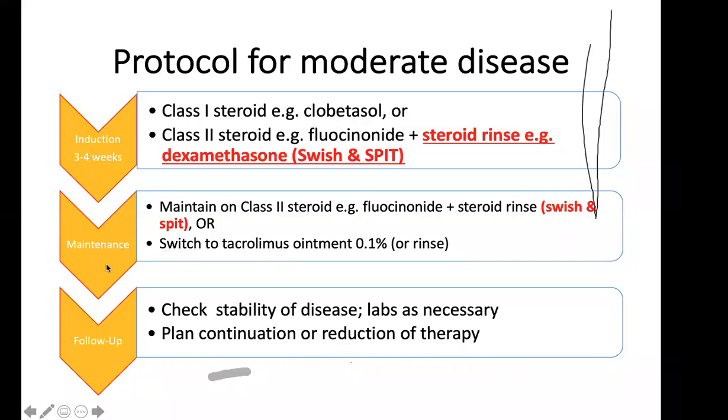And so again, you reevaluate your patients after a few weeks and check the stability of the disease. Have you brought it under control? Are your lab tests all normal? Your CBCs are normal? And at that time, you can plan on continuation or reduction of therapy.